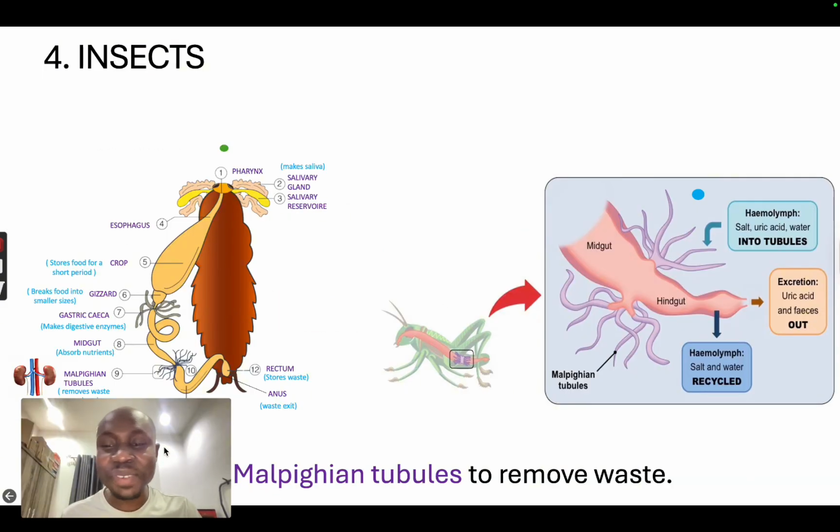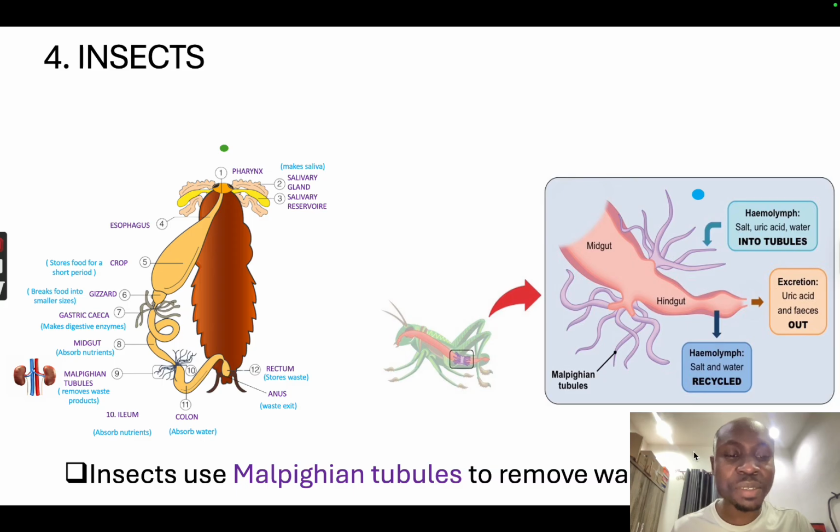The last animal we will look at are insects. How do insects remove waste? First, the food waste. The food goes into the mouth, it is digested, and the waste comes out from the anus. Looks something like this. What about uric acid? What about water and salt? So they use a structure we call Malpighian tubules. These look like little fingers. This is it, Malpighian tubules. They are like the kidneys of the insect.